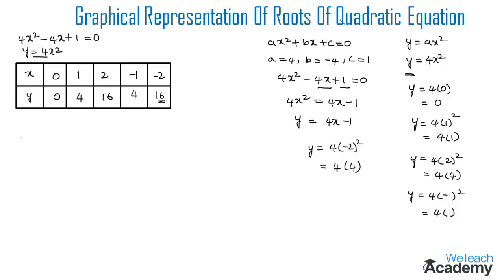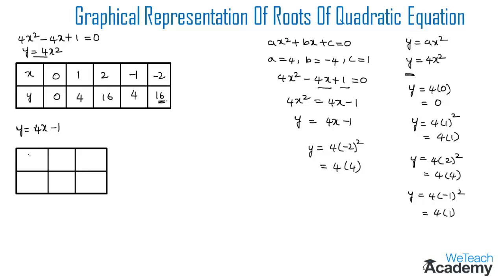Now let us consider the straight line y is equal to 4x minus 1, and we shall now prepare a table of the ordered pair x comma y. Here the first row gives the values for the x coordinate and the second row gives the values for the y coordinate. So let us assume the value of x as minus 1, then we get the value of y just by substituting in the straight line y is equal to 4x minus 1.